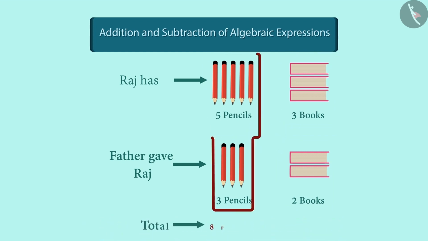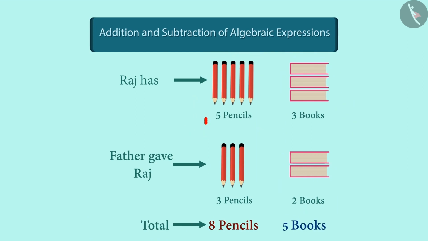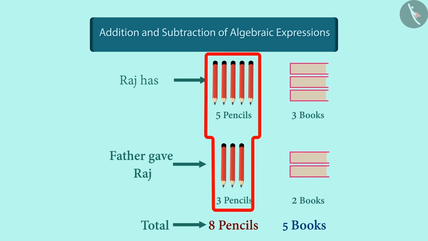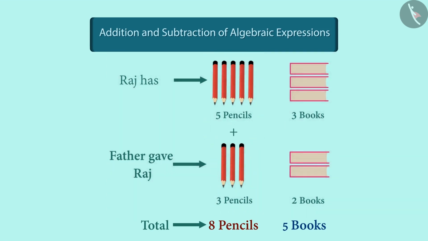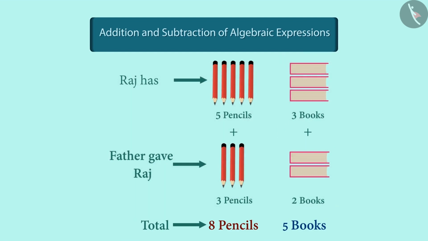Raj will now have 8 pencils and 5 books. How did we reach this conclusion? We added the pencils gifted by his father to the pencils he already had. Similarly, we added the books gifted by his father to the books he already had. So, we can see that we have added the existing pencils to the new ones and also the existing books to the new books.